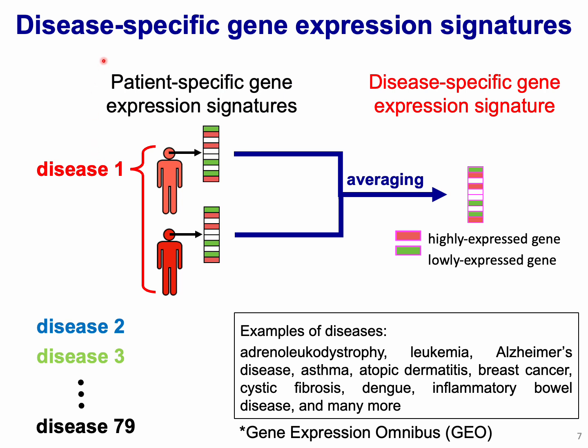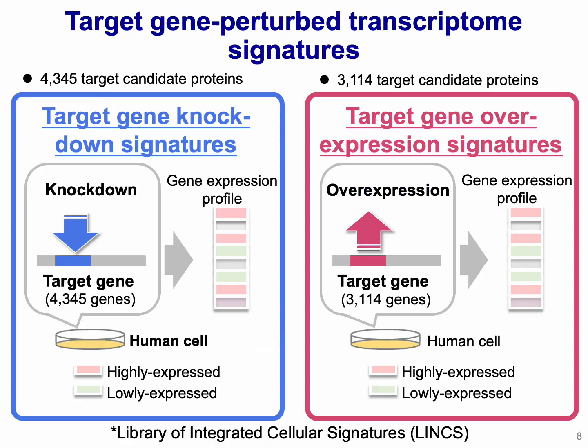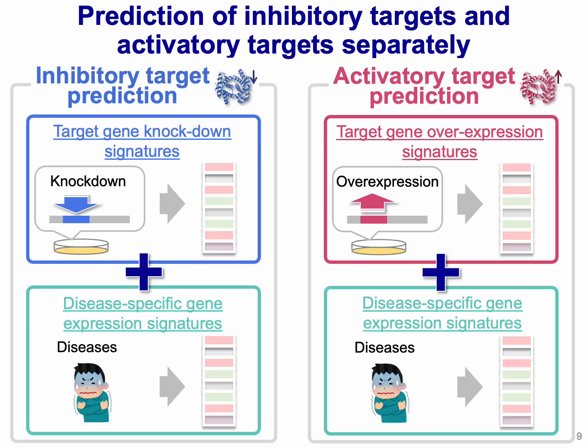First, we constructed disease-specific gene expression signatures from gene expression profiles of patients. Next, we constructed two types of gene-perturbed transcriptome signatures of target proteins. Target gene-perturbed transcriptome signatures represent gene expression patterns following gene knockdown or gene overexpression of target genes.